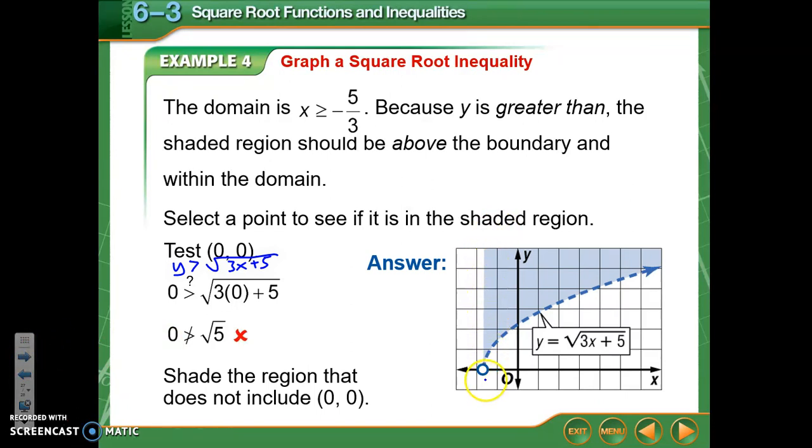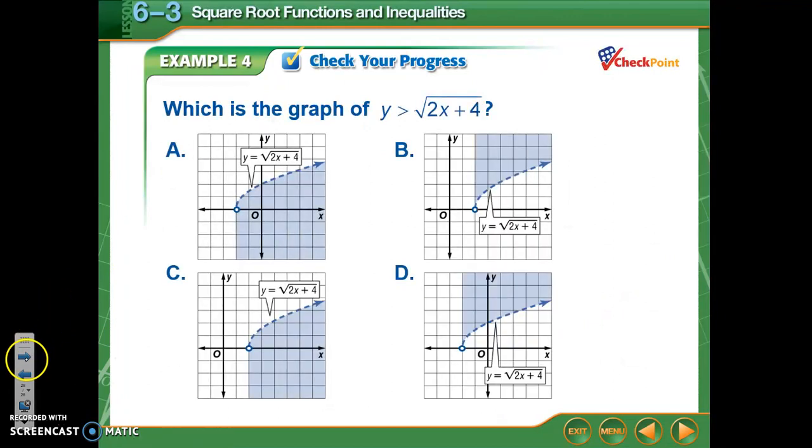Notice that they only shaded starting at -5/3 on the x because x cannot be less than -5/3. So I can only go up to here, and it's all the points above. Any point in this region going up infinitely would make this inequality true. Okay, so you guys try this one.